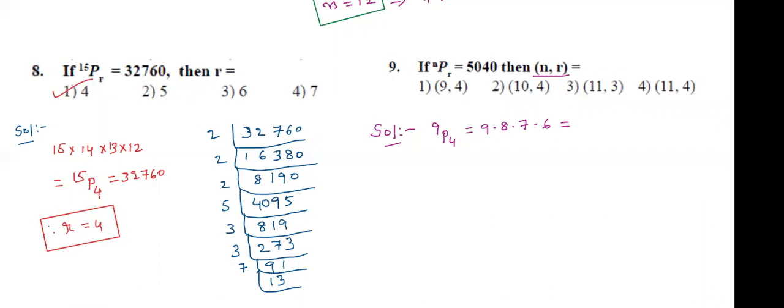Or go to the LCM method, no problem. So 5040: 2 table. 2 twos are 4, 2 fives are 10, 2 twos are 4, 0. Next, again 2 table. 2 ones are 2, 2 twos are 4, 2 sixes are 12, 0. Next, again 2 table. 2 sixes, 3 sixes, 3, 0. Next, again 2 table.